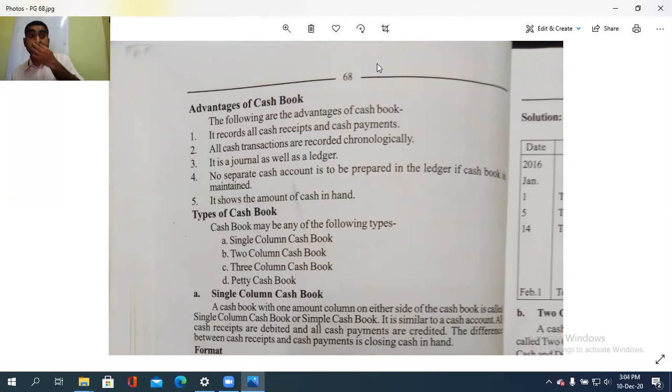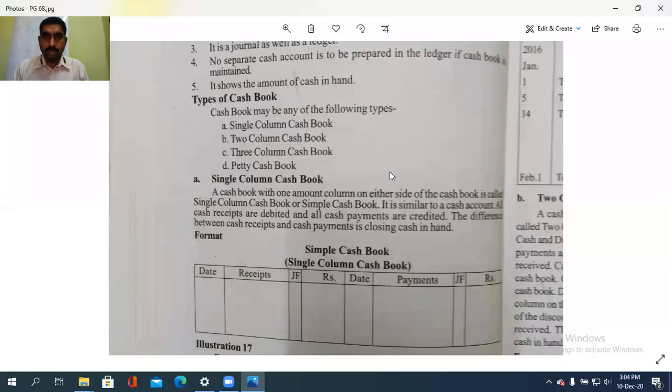And also the petty cash book, which maintains petty expenses. So we will start with the single column cash book. A cash book with one amount column on either side is called a single column cash book or simple cash book, as it is similar to a cash account.